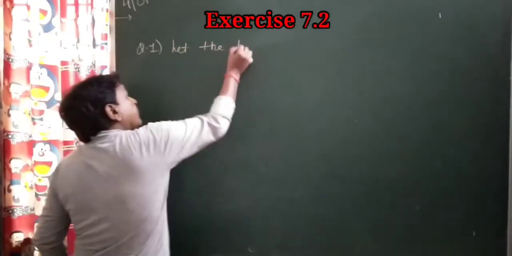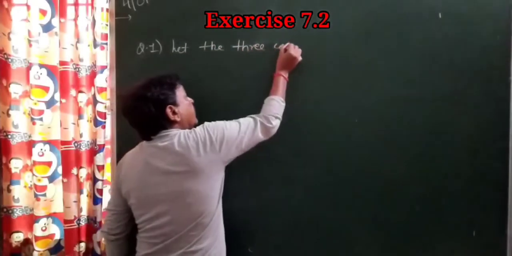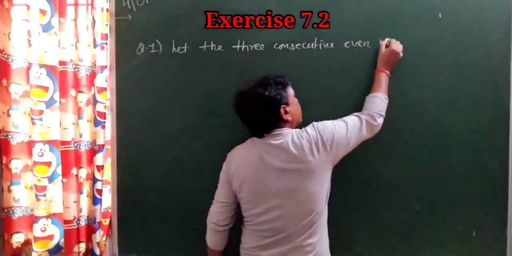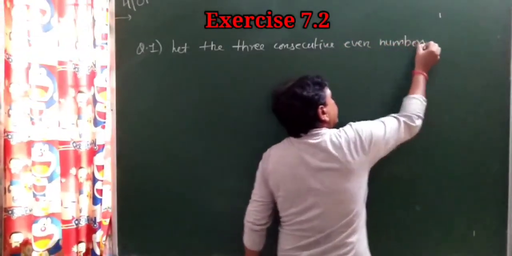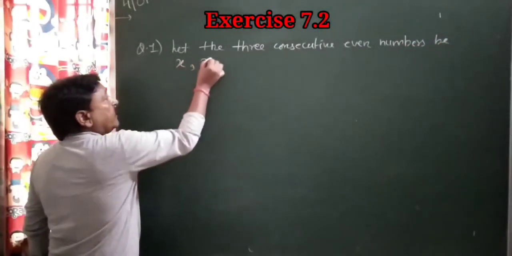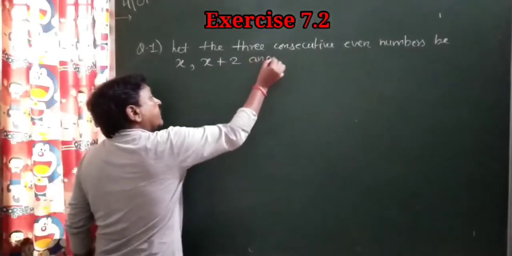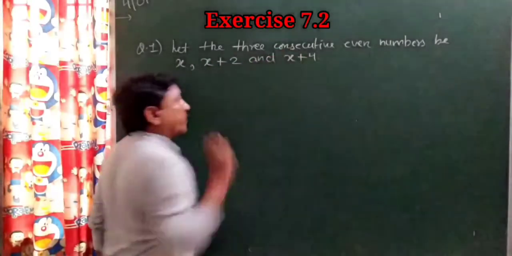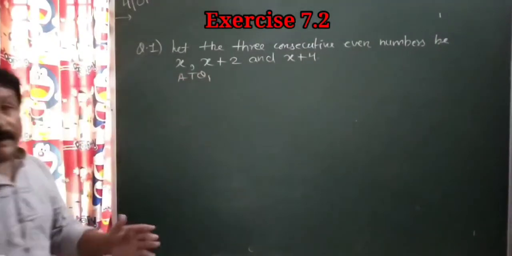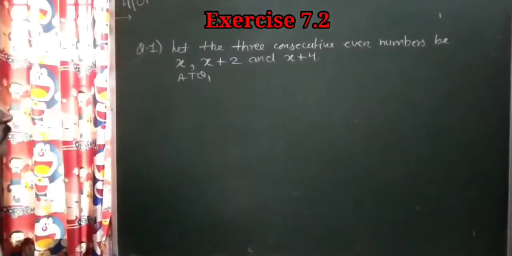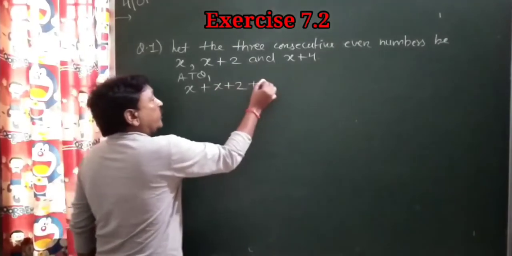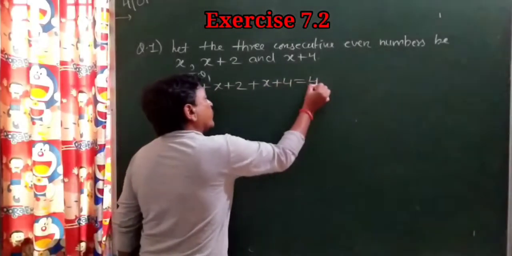Let the 3 consecutive even numbers be x, x plus 2 and x plus 4. Okay. Now according to the question, if we add all these 3 numbers, then it will be equal to 42. Means x plus x plus 2 plus x plus 4 is equal to 42.